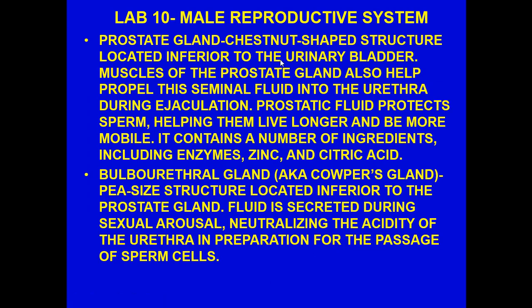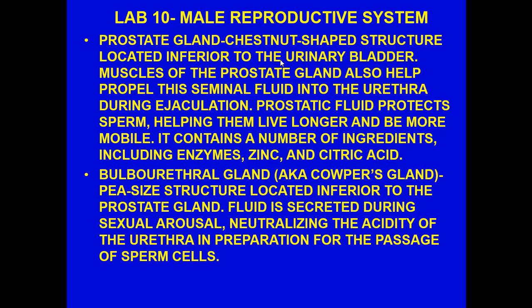Here you see this area, and now we get into the prostate gland. The prostate gland is a chestnut-shaped structure located inferior to the urinary bladder, so it's below the urinary bladder. Muscles of the prostate gland also help propel the seminal fluid into the urethra during ejaculation. The prostatic fluid protects sperm, helping them to live longer and be more mobile. Basically some of this fluid is starting to act on them, and the fluid will increase certain activity. The prostate gland gives off certain materials. These include enzymes, zinc, and citric acid.